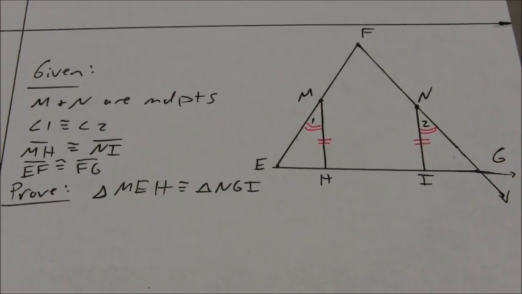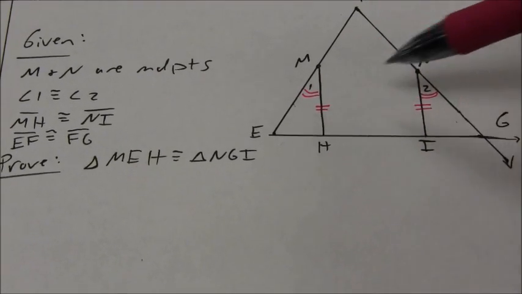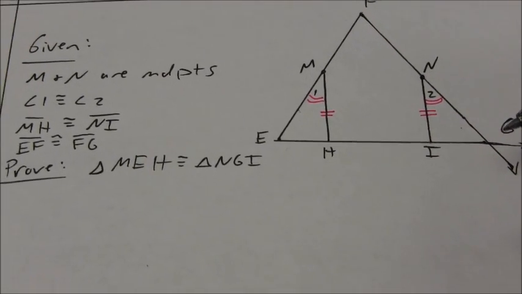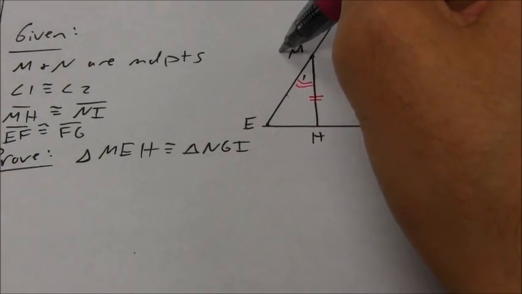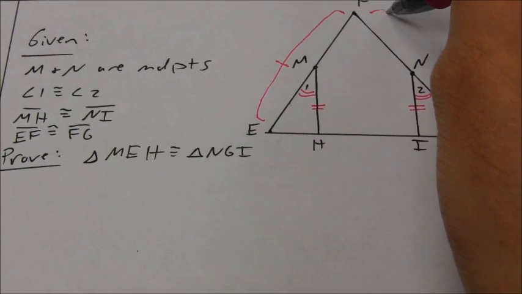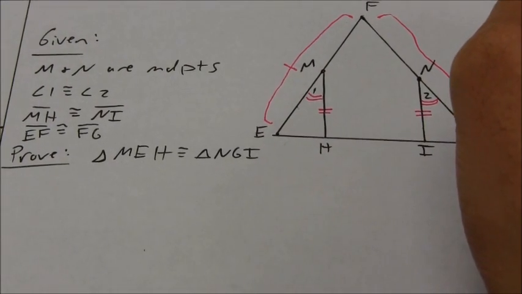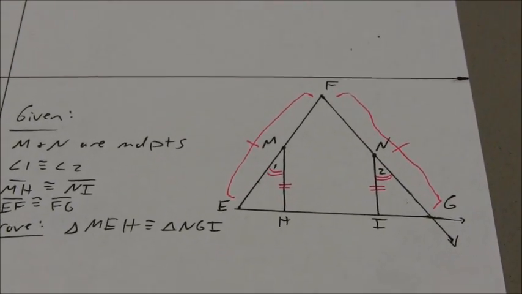Moving on to the last example on this page, you'll see I've already marked two angles congruent. I have angle 1 and angle 2 congruent. I also have two sides marked congruent. I'm also told that this long side is congruent to the other long side. Those two things are congruent to each other.